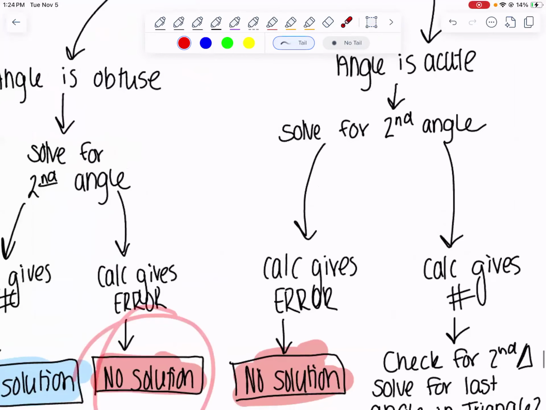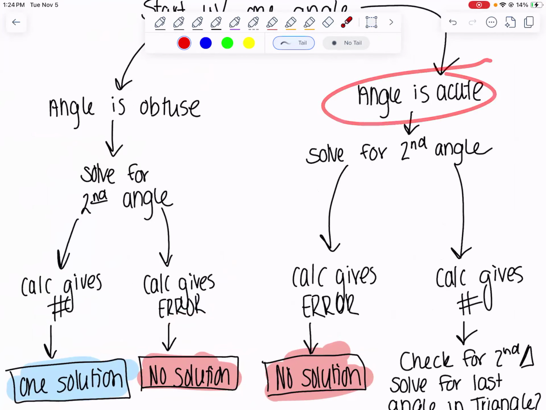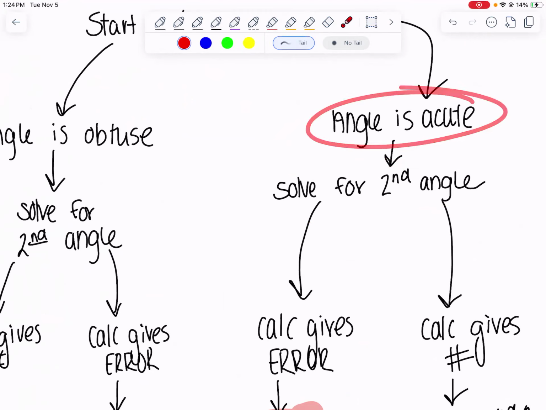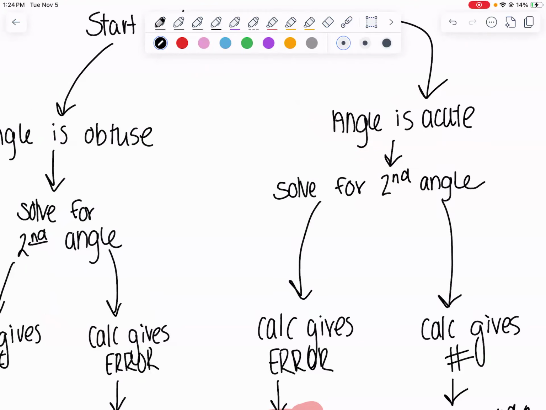In the case where the one angle you're given is acute, you're going to solve for the second angle in triangle one, because there's a possibility of two triangles here. Either the calculator will give you an error and then there's no solution, or the calculator gives you a number, which means there's at least one solution. You need to check for the second triangle.